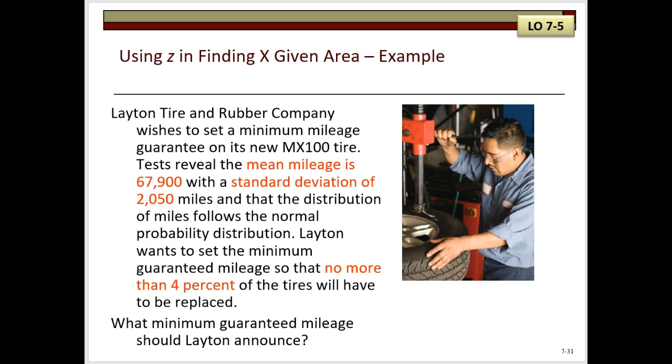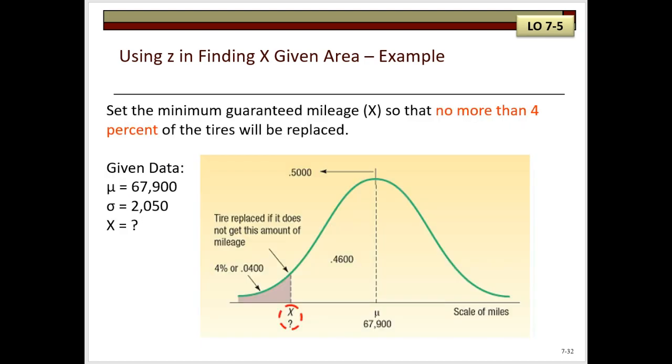So Leighton Tire and Rubber Company wishes to set a minimum mileage guarantee on its new MX100 tire. Tests reveal the mean mileage of 67,900 with a standard deviation of 2,050 miles, and that the distribution of miles follows the normal probability distribution. Leighton wants to set the minimum guaranteed mileage so that no more than 4% of the tires will have to be replaced. What minimum guaranteed mileage should Leighton announce?